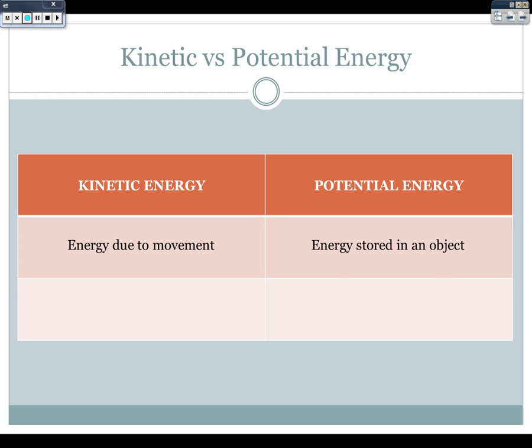Kinetic versus potential energy is kind of the seen energy versus the unseen energy. Kinetic energy is obvious. We get it. We see it. It happens when things are moving. Potential energy is energy that's there that just hasn't been released yet. It's the potential of the energy. So it's energy that's just waiting to be released. Kinetic energy is released due to movement, and potential energy is released under the right conditions, like a chemical reaction, for example.